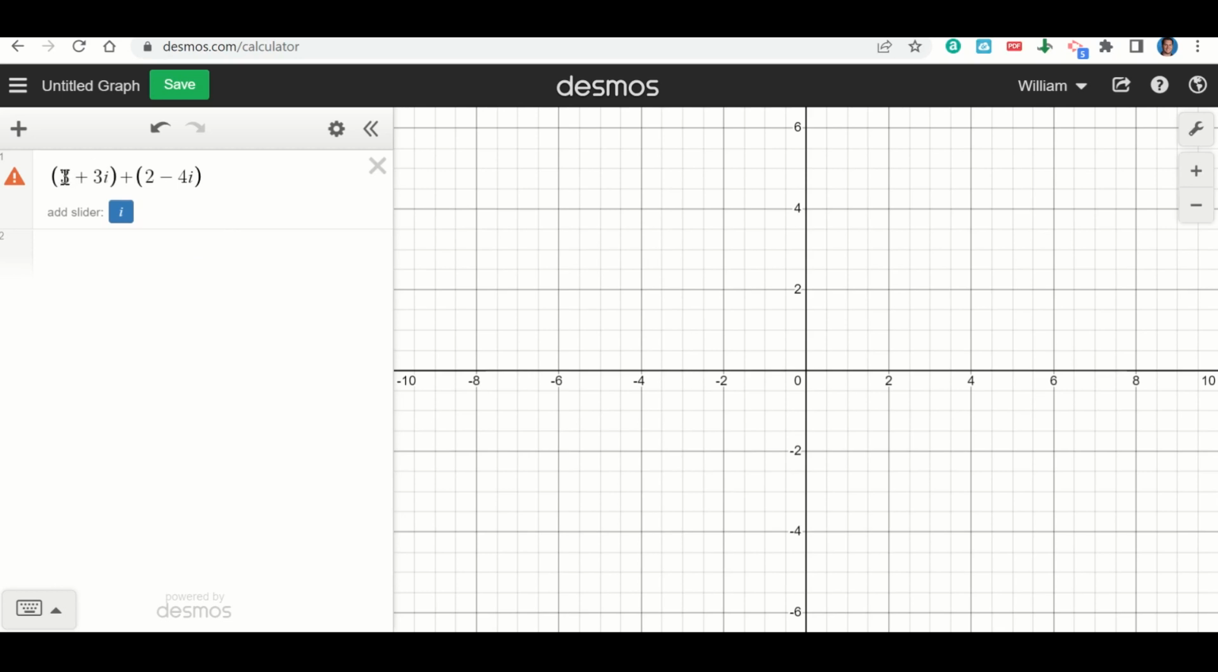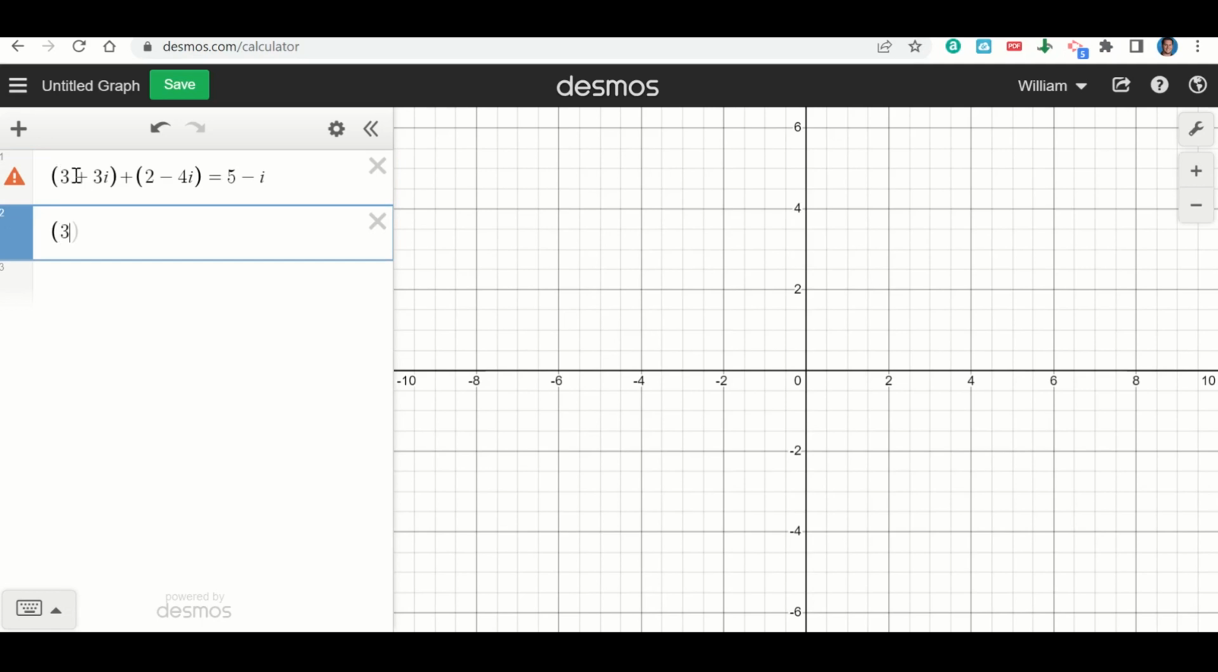Well, when I add them together, 3 plus 2 is 5, and 3i plus minus 4i is negative i. So that's what I think it should be. So I'm going to just go ahead and put that in here for now. I think it should be 5 minus i. Well, we can check our work by putting it in coordinate form.